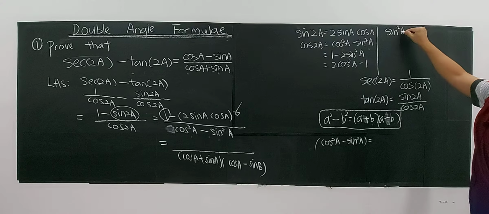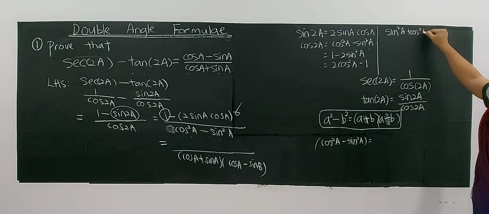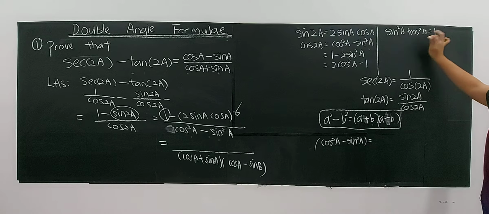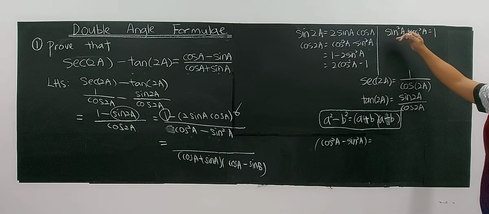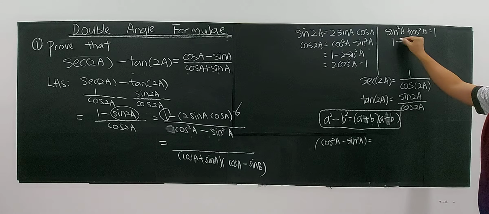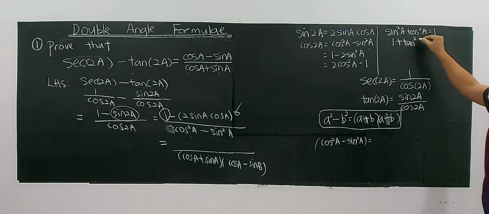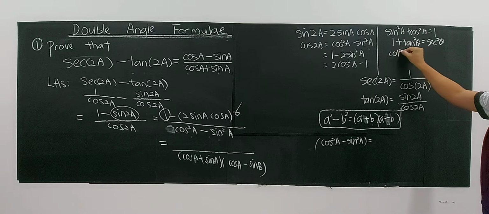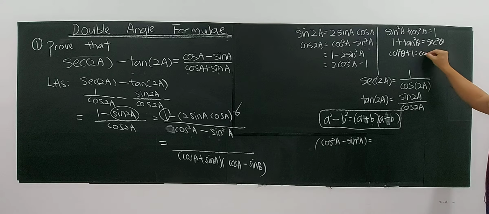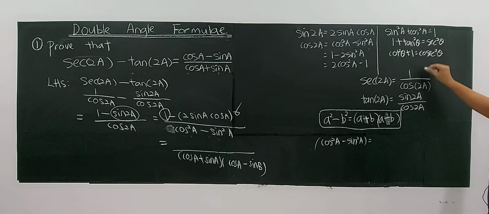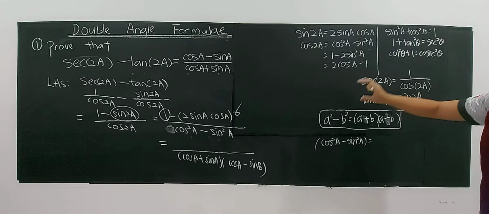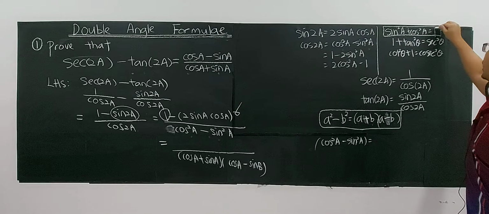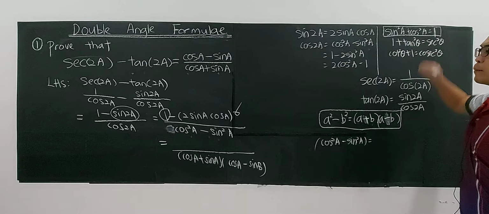Sine square A plus cos square A equals to 1, right? You know that sine square A plus cos square A equals to 1. Other than that, you have 1 plus tangent square theta equals to secant square theta, or cotangent square theta plus 1 equals to cosecant square theta. But I think these two are not involved in this case here. So I will try to look at this. The 1 you can convert to sine square plus cos square.